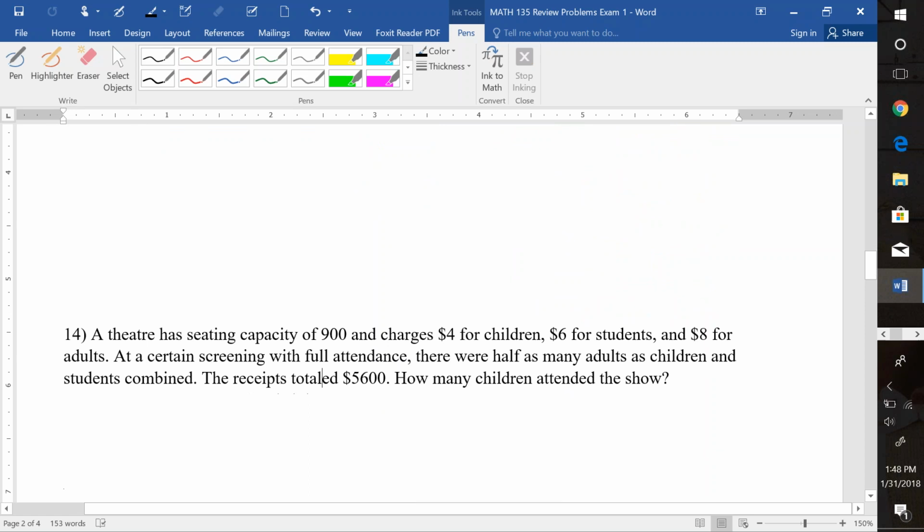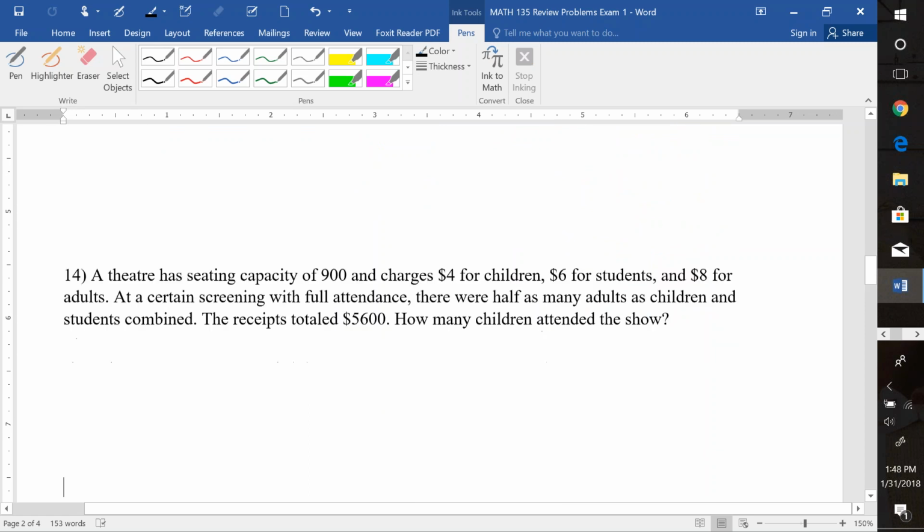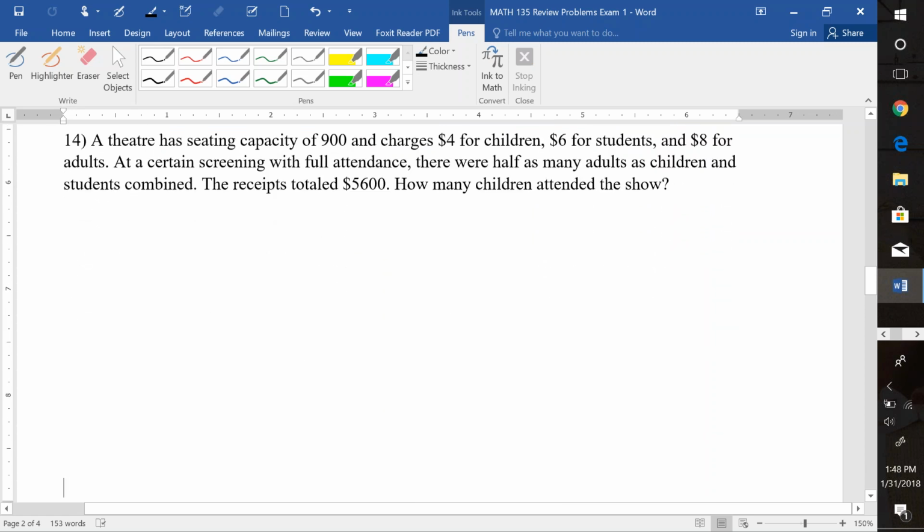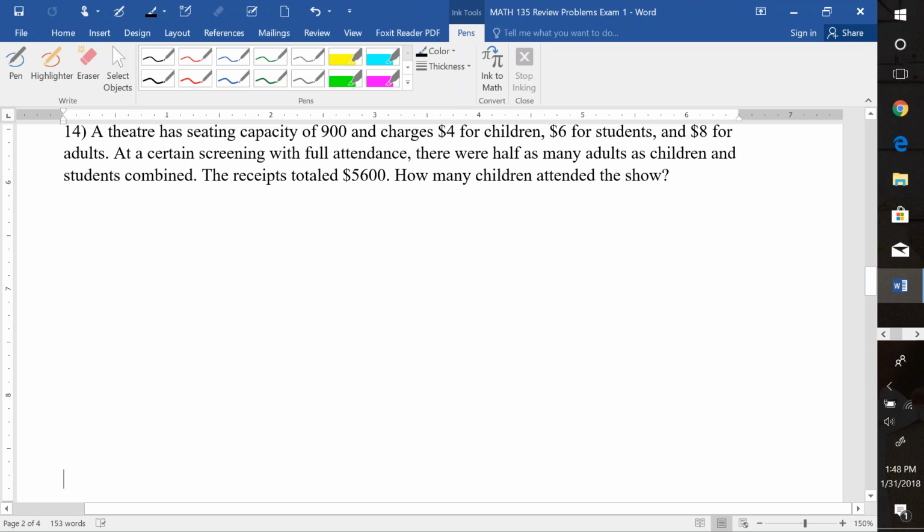Okay, for number 14, we are trying to set up the system ourselves and then to solve it. So let's read through what we have. It says a theater has seating capacity of 900, so that's 900 people who can come to the theater, and they charge $4 for children, $6 for students, and $8 for adults. At a certain screening with full attendance, there was half as many adults as children and students combined. Total receipts were $5,600. How many children attended the show?